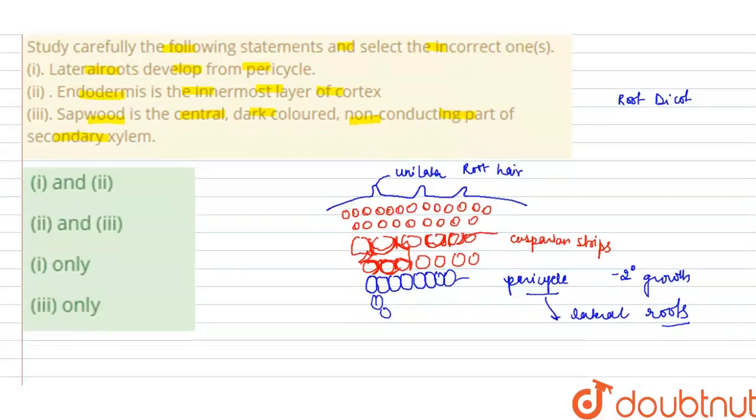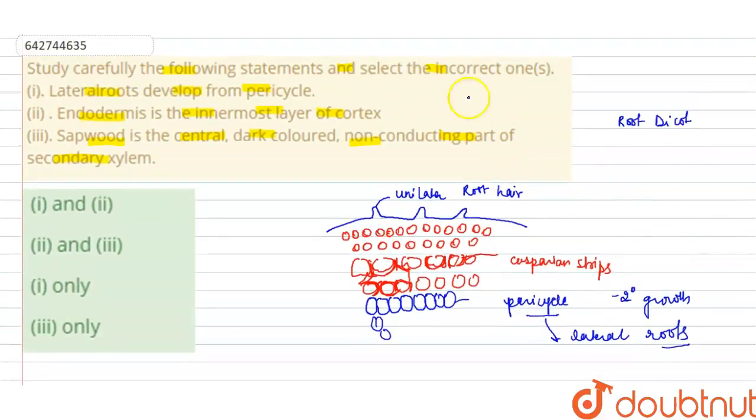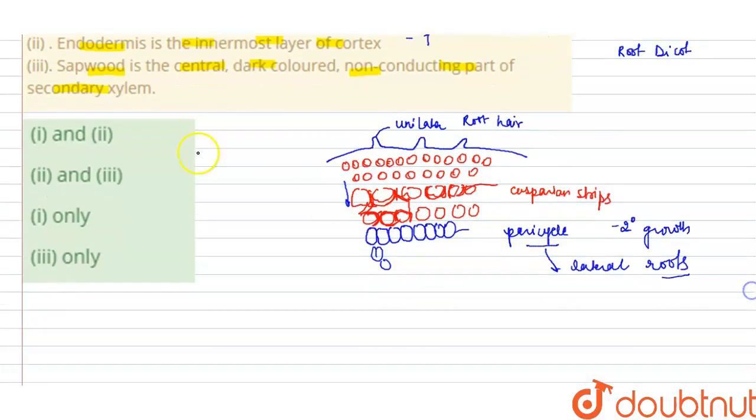Okay, this was regarding these two statements. Lateral roots develop from the pericycle. Yes. Endodermis is the innermost layer of the cortex. Yes, it does come below the cortex, and it is the innermost layer of the cortex. This statement is also true. Third statement, sapwood. Now, what is to do with the sapwood? What happens in the secondary growth of the root?